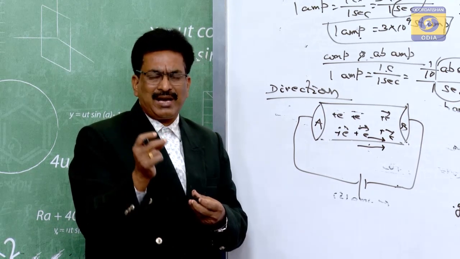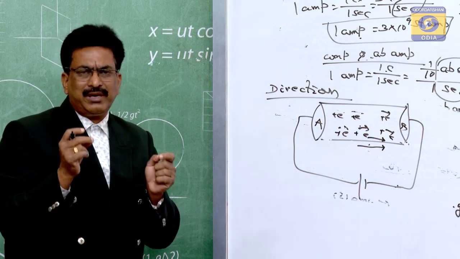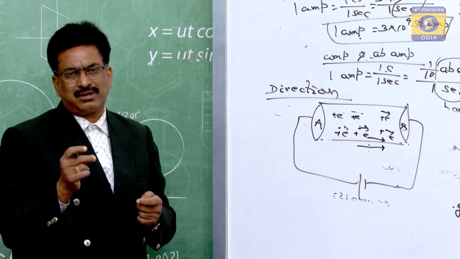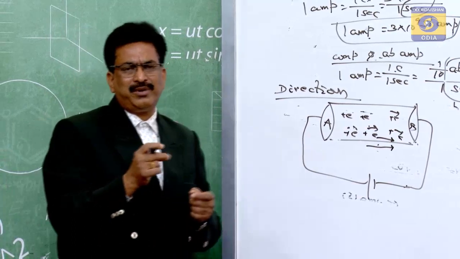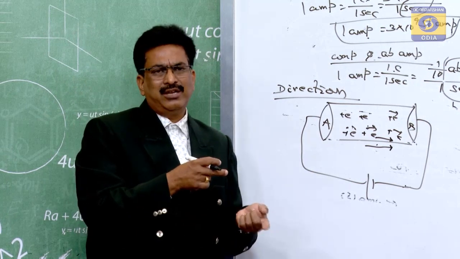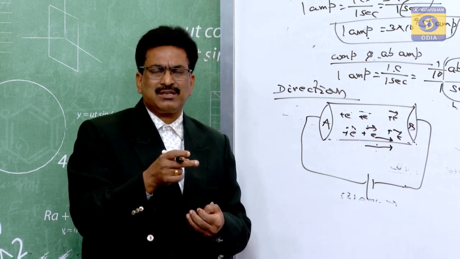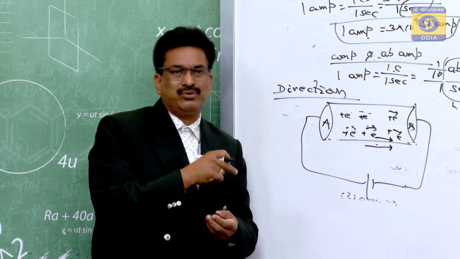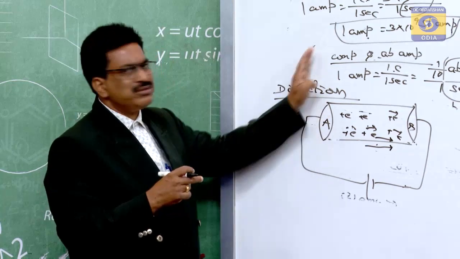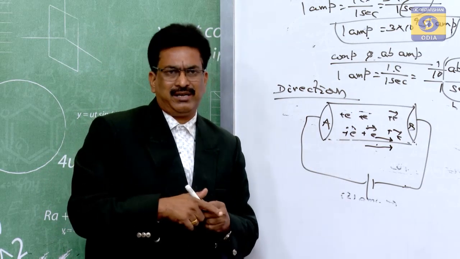Suppose I ask you one question: if the charge is flowing from north to south, then what will be the direction of the current? Then you can easily say it is from south to north. Suppose the electrons are flowing from right to left, then what is the direction of the current? From left to right. Suppose the current is flowing from east to west, then what will be the direction of the electron? That is west to east. But what is the direction of the positive charge? That is east to west. So this is the direction of the current, which is called the conventional current.